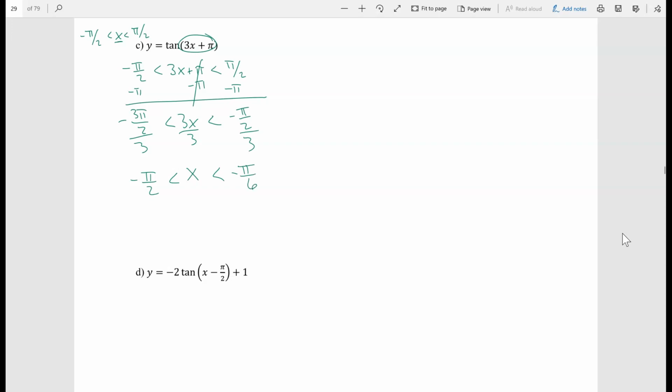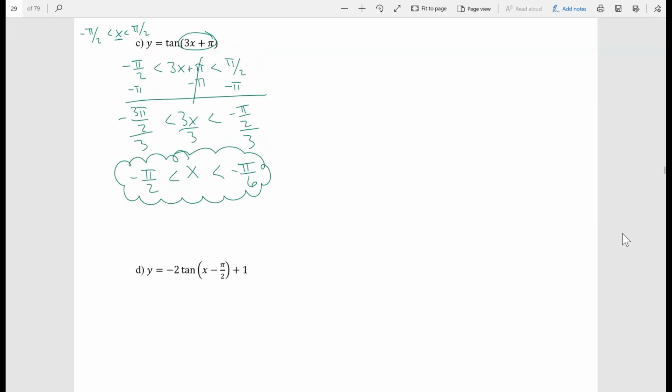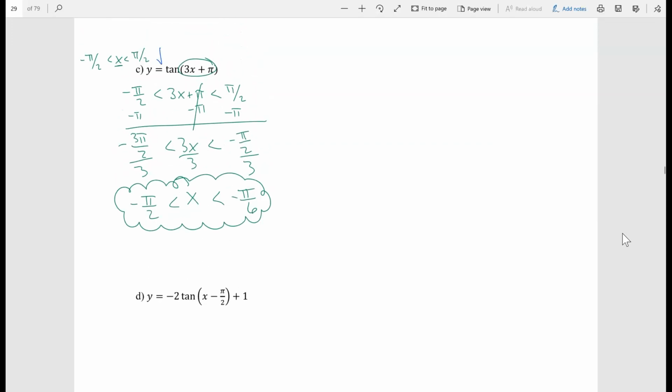Okay, so this is going to be where my new set of asymptotes is, in this interval. Now I'm going to start graphing it. Notice that there's no amplitude here, or stretching factor. So all we have to do is figure out where negative pi over 2 and negative pi over 6 are. Here is negative pi over 2, and this is going to be negative pi over 6.